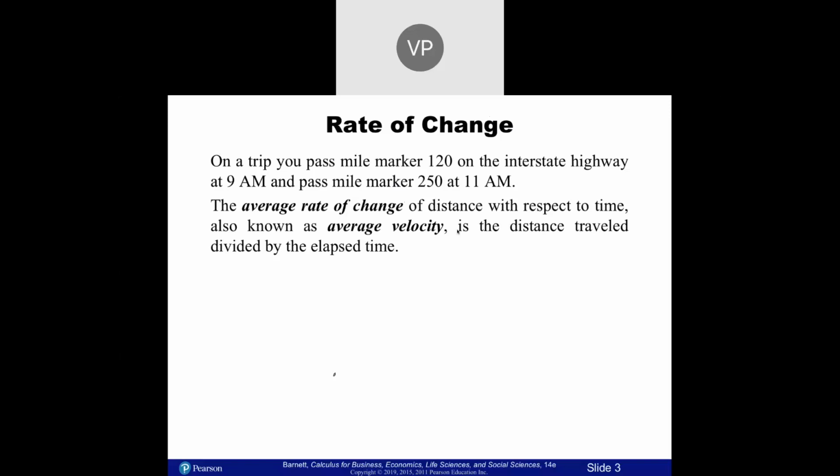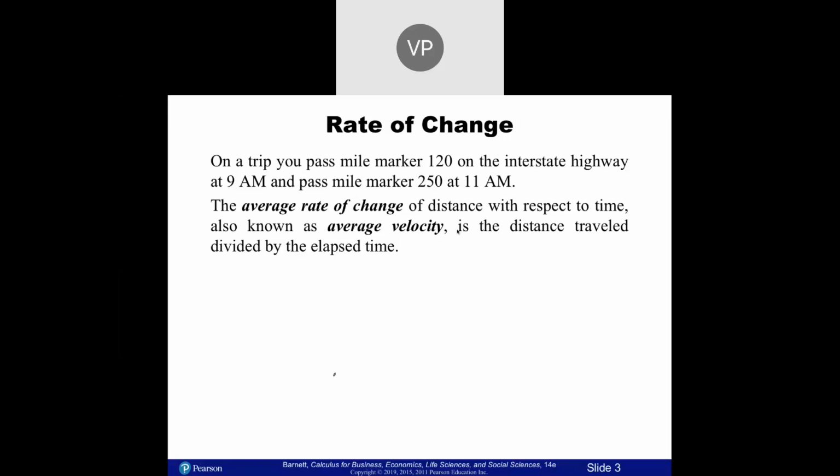You pass mile marker 120 on the interstate highway at 9 a.m. You pass mile marker 250 at 11 a.m. Now, if you're not familiar, every mile there's a mile marker. So we've basically gone 130 miles in 2 hours. The question is, what's the average rate of change of distance with respect to time? More importantly, it's the average velocity. What's the average speed you're going?